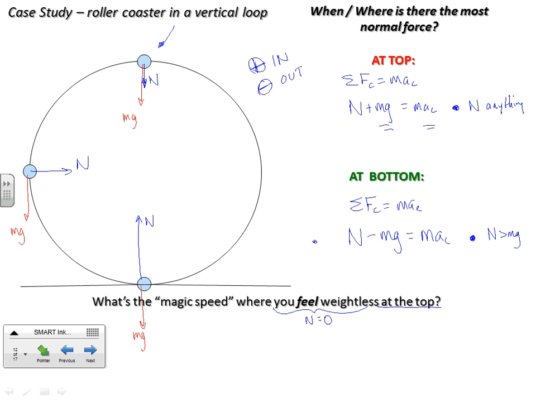So if we look for that special speed and just say mg is mac, or mg is mv squared over r, look, it's the same speed for everybody. Doesn't matter what your mass is. If we get that roller coaster at just the right speed, which again depends on the radius of the loop, there's some speed we can write as the square root of gr, where you feel weightless. Make sense?